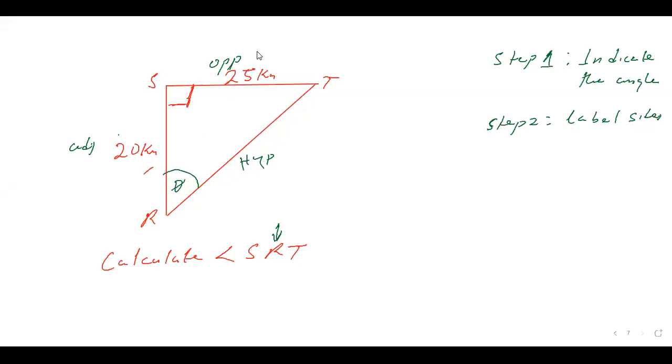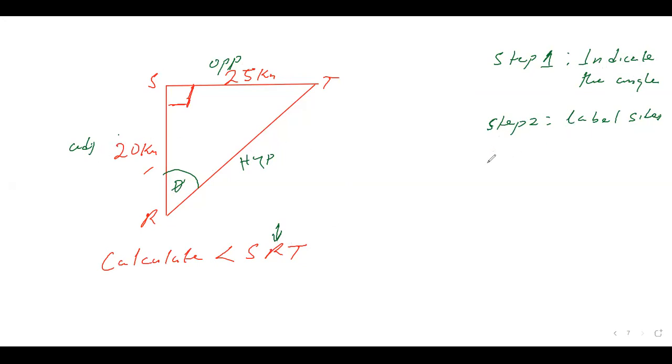The first thing we do is label the sides. First we indicate the angle. After indicating the angle, we are looking for angle R, so you put angle R here. Then we label the sides. If the angle is here, this side is opposite, this side is hypotenuse and this is adjacent. Now we have labelled the sides.